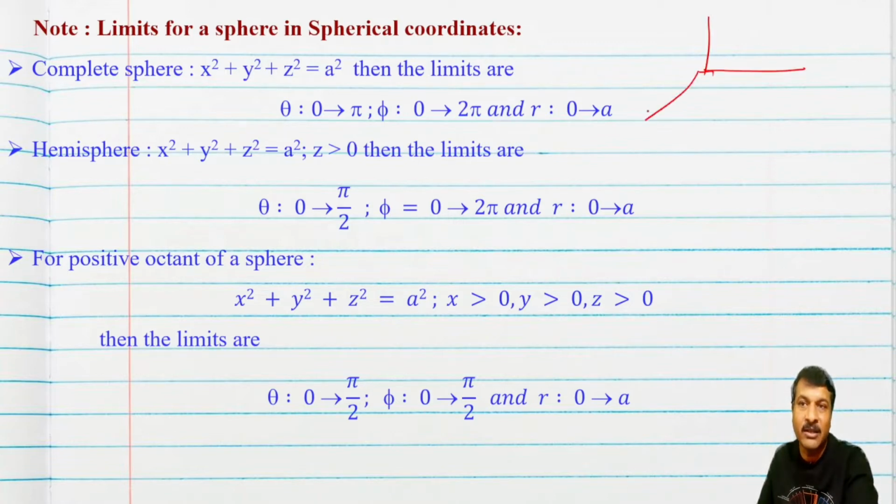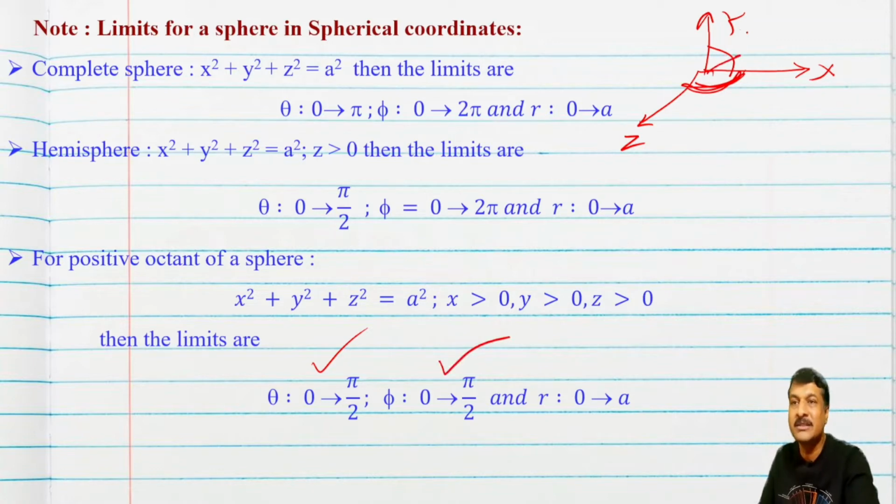It means that only in the first octant, where x is greater than 0, y is greater than 0, and z is greater than 0, theta is 0 to pi by 2, and phi, which is with the x axis, is also 0 to pi by 2. The radius r will not change because it is a sphere, so r is 0 to a. So these are the limits you remember.